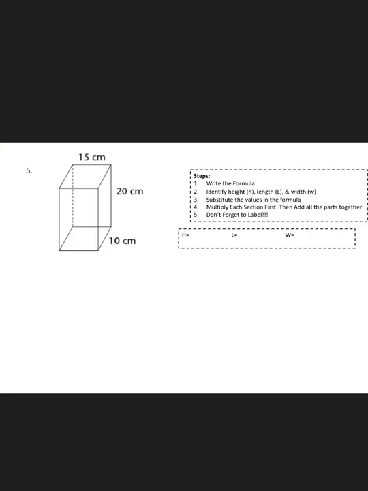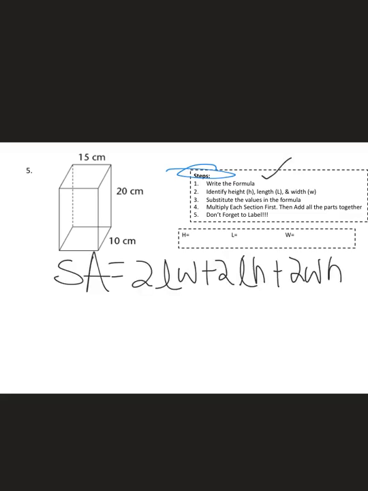All right, here we go. Here's another example. Like I said, we need to make sure we follow these 5 steps. That's all I'm doing, is I'm just going step by step. So these steps are going to be really important. So step 1, let's write the formula. All right, step 1 is done. Now we need to go on to step 2, which is identify the height, length, and width of our rectangular prism. So our height is going to be 20 centimeters, our width is going to be 15 centimeters, and our length is going to be 10 centimeters.